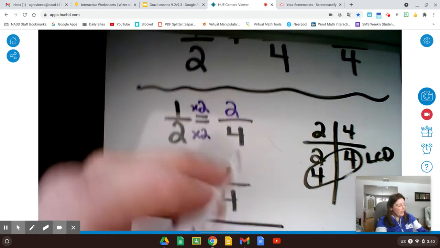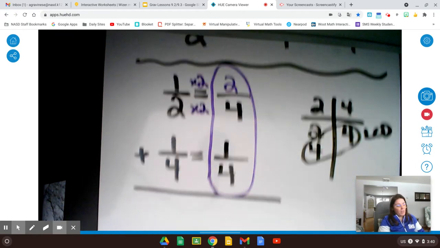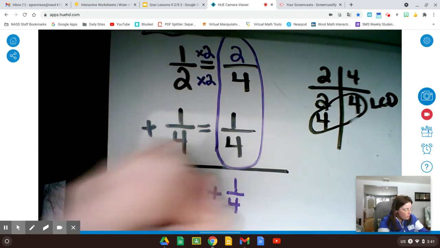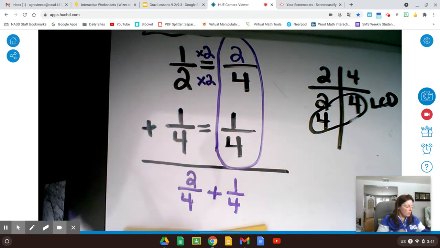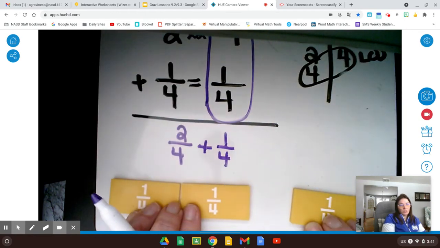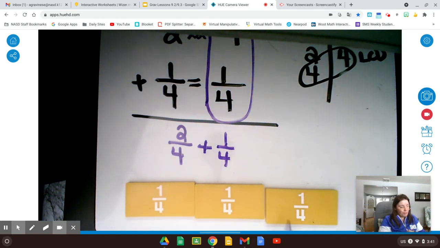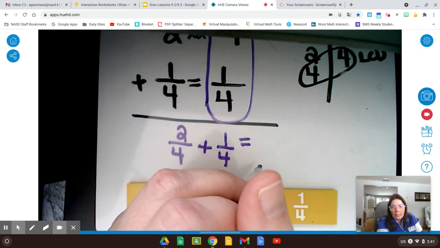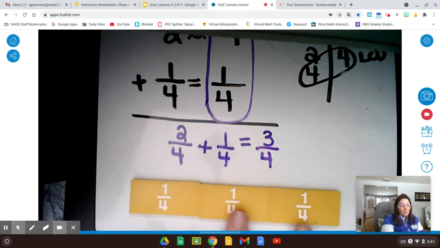Step 4, add your new fractions. Add 2/4 plus 1/4. Oh, thank goodness that we now have a common denominator. This takes us back to the lesson we did a few days ago. 2/4 plus 1/4. Put them together. I have 3 fourth pieces. Remember, never add your denominator because it's not 3/8 pieces. It's 3 of the fourths pieces.